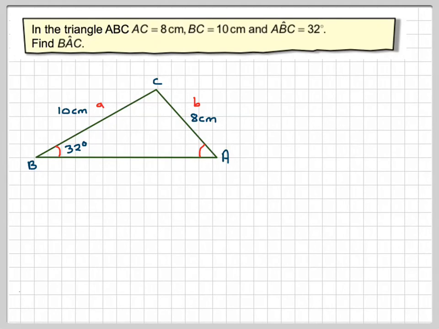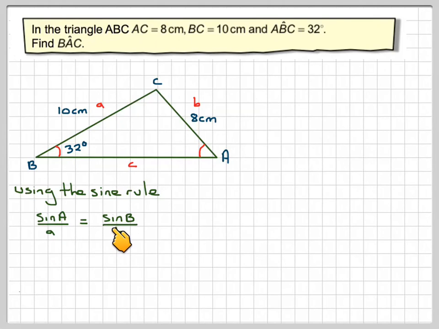and before we do that, you should label the sides. Opposite A goes small a, opposite B goes small b, and opposite angle C goes small c. We don't need the one with C, so using the sine rule, we have sine A over a is equal to sine B over b. If we're finding angles, it's better to put the sine A at the top and the length underneath. If you're finding a length, then it's better to do it the other way around. Putting in the information that we have, sine A over 10 is equal to sine 32 over 8.